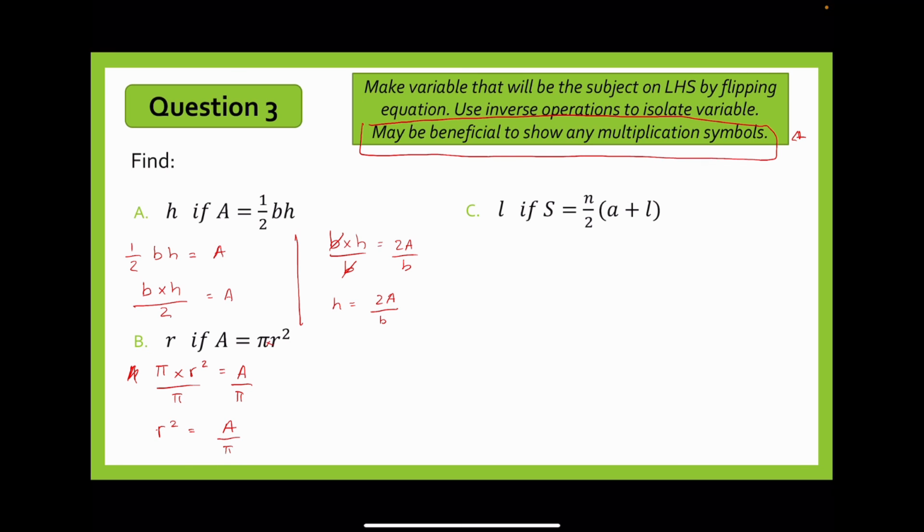And to get rid of that little squared sign, the inverse of a square is the square root. So by taking the square root of both sides, that gets rid of that over there. So hence your final answer is going to become r is equal to the square root of A divided by pi as the answer. And for the very last question, you're trying to solve for the letter l.